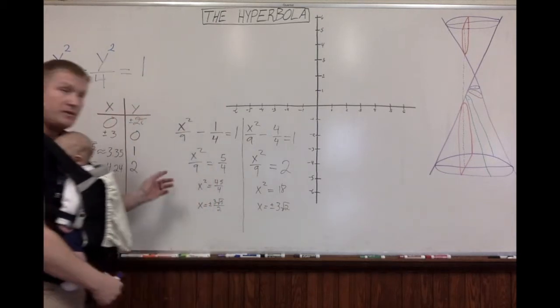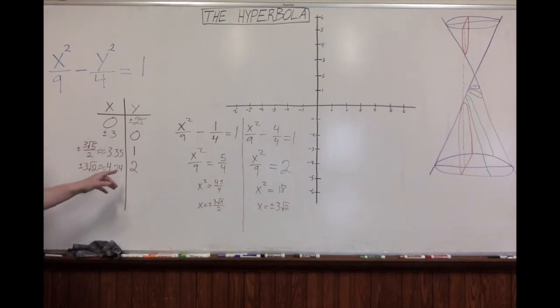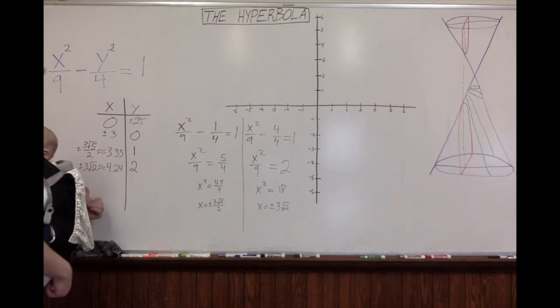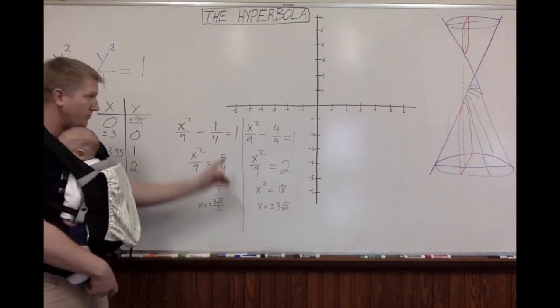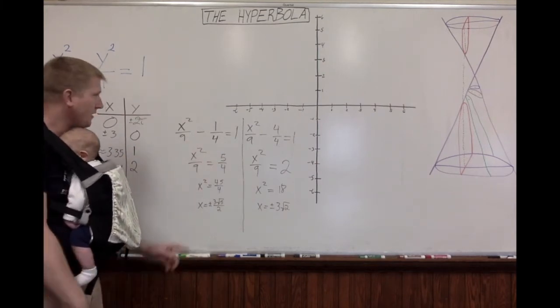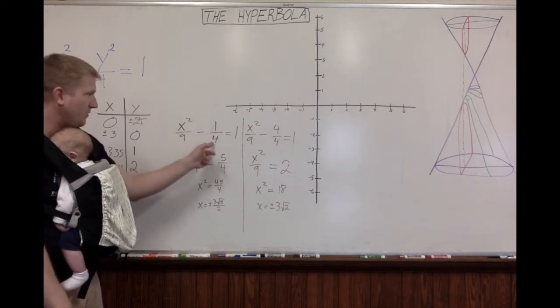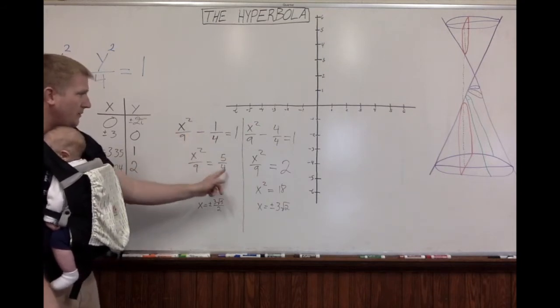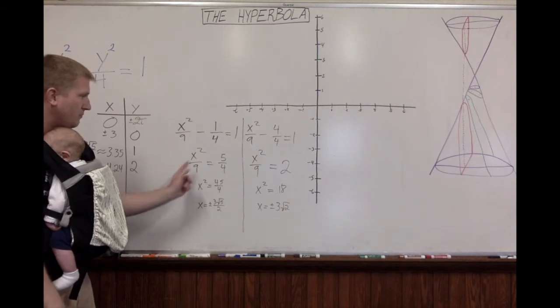So I worked out the algebra to get corresponding x's for y equaling 1 and 2. If you don't get these answers, I'm just going to walk through it real quick right here. Basically, that's going to become 1/4. Add 1/4 to both sides. We get 5/4 is equal to x squared over 9. Multiply both sides by 9.